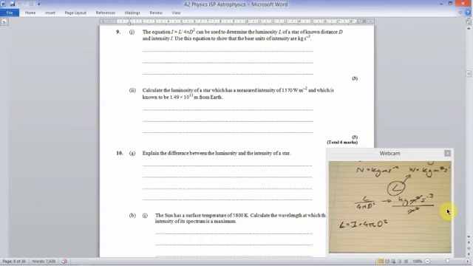Right, next one. Explain the difference between luminosity and intensity of a star. Remember, luminosity is the power, or joules per second essentially, while intensity is the power per unit area, or power per meter squared. So luminosity is measured at the star, and intensity is measured at a distance from the star, or an observed distance from the star.